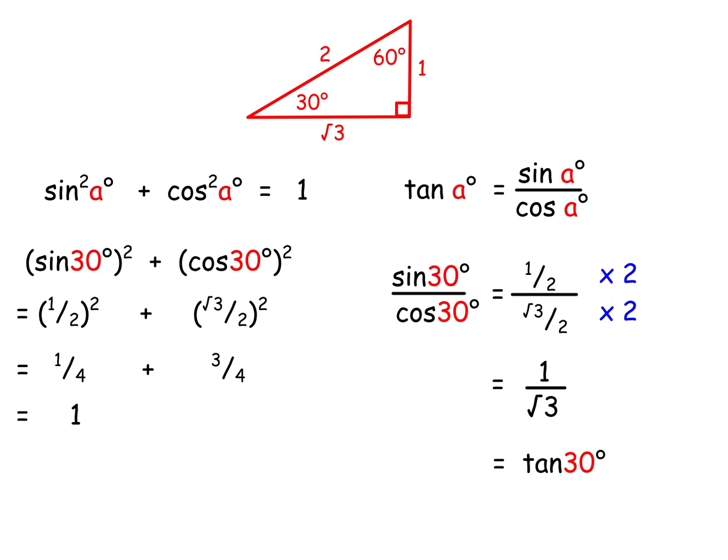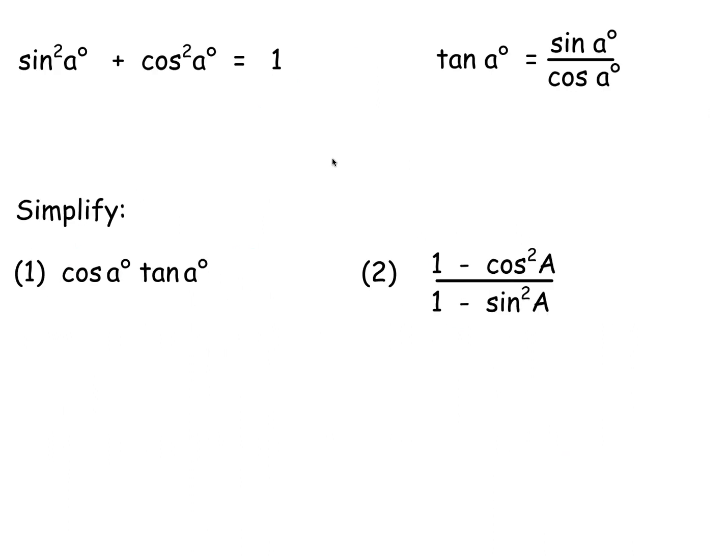Now, we usually use them to simplify trig expressions or trig proofs, which means an equation where you show the left hand side equals the right hand side. So we use tan A equals sine over cos A, and we also use sine squared A plus cos squared A equals 1. But this can be rearranged. I could take the cos squared A onto the right hand side, and I would get sine squared A is equal to 1 minus cos squared A. So it's just this rearranged.